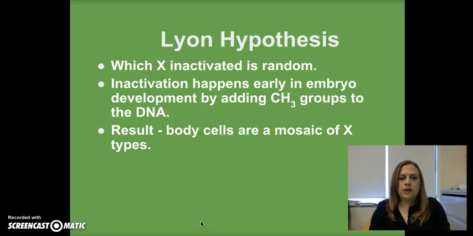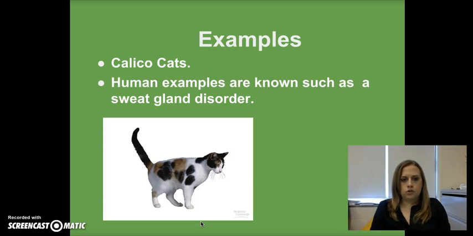So the Lyon hypothesis says that which X is inactivated is random, and that inactivation happens in pretty early embryo development by adding methyl groups to DNA. And so the result is that body cells are a mosaic of X types. So it's not always going to be the same X chromosome that is turned off.